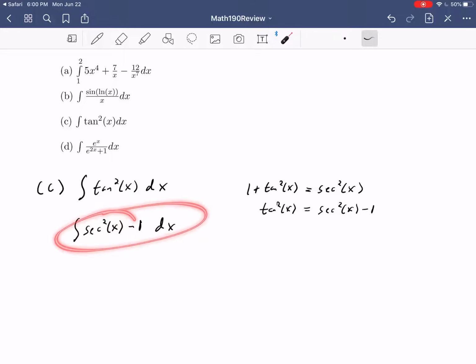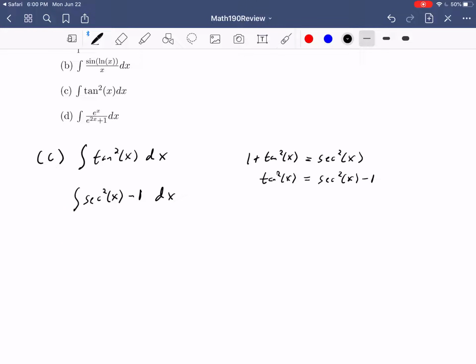This looks much better because we know how to integrate this. We know how to integrate this, and they're two separate terms, which we know the integral distributes over. So we just integrate each piece separately. Integral of secant squared, we know that that is tan x. Integral of that minus 1 is going to be minus x, and then plus c. And there we go. So we actually have our antiderivative of tangent squared x dx.